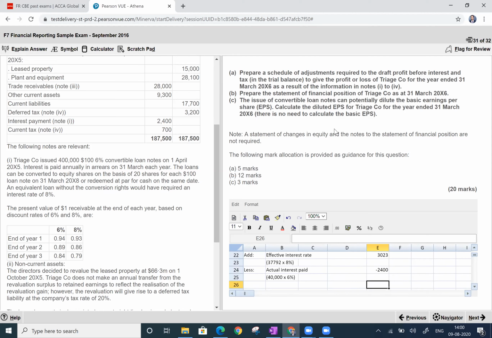So you will get the most important one, the convertible loan note as at. No need to type, you just copy this and come here and paste it. The convertible loan note as at 31st March 20x6 is 38,415.